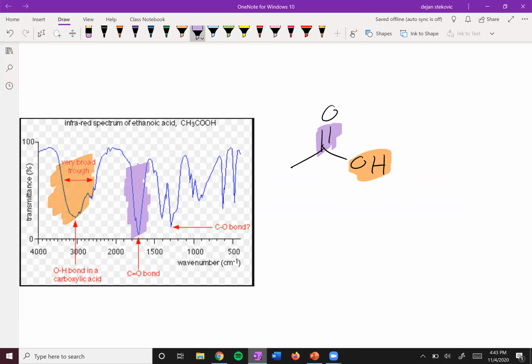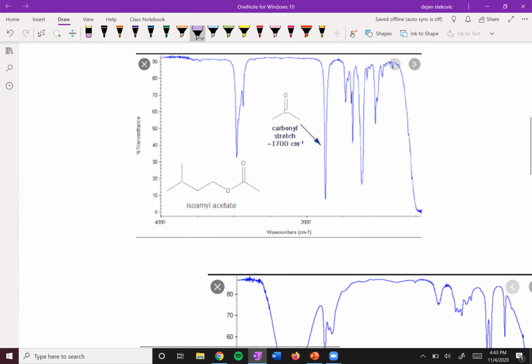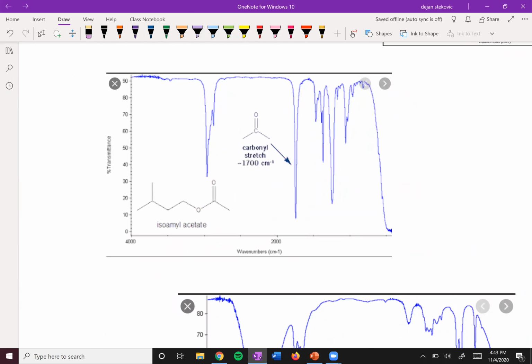That's not something I'd expect you to be able to pull from without the reference table, right? If I give you an exact number and give you the reference table, then yes, you should be able to identify it. But all I really expect is if you see a really sharp peak here, you know that's a carbonyl.